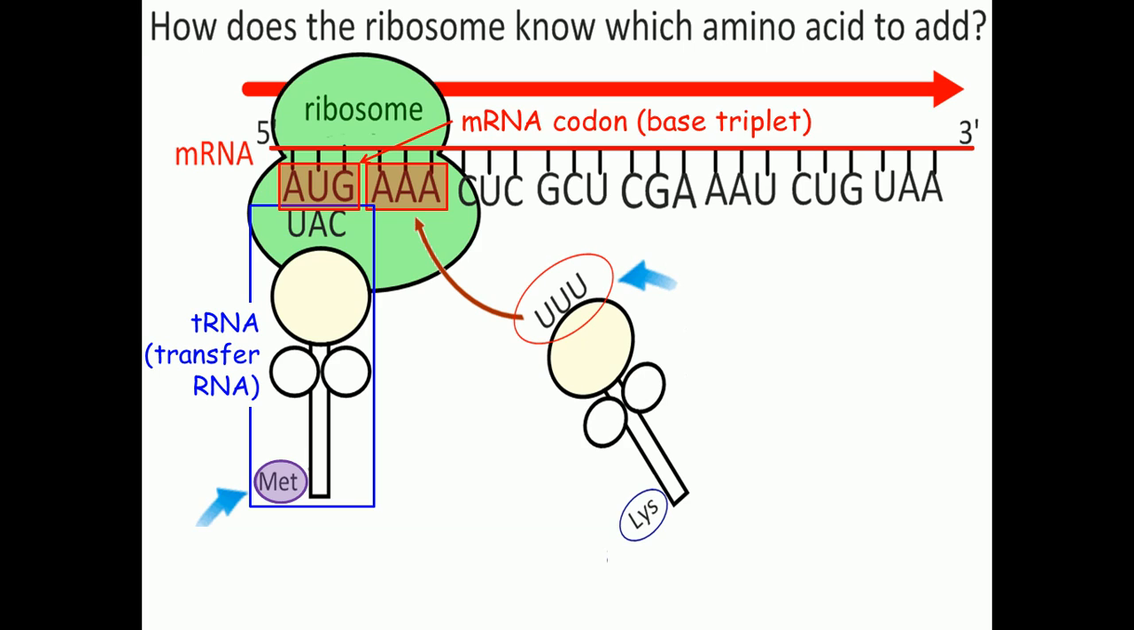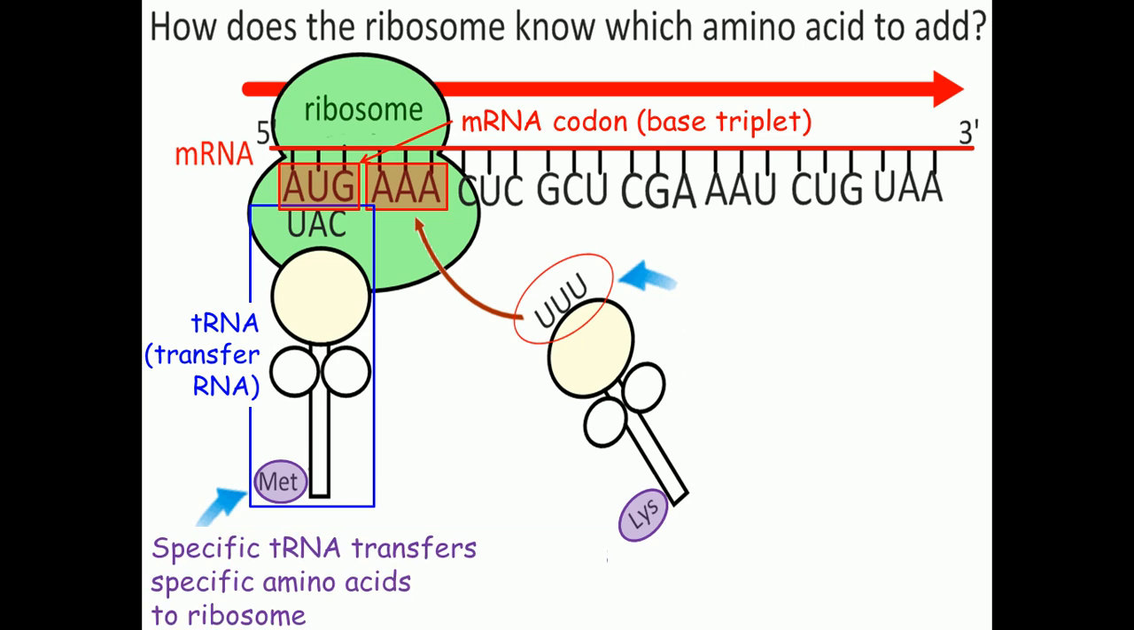The next mRNA codon is AAA, and it codes for the amino acid LYS. So that means that a tRNA molecule has to transfer the LYS amino acid next. Now there are lots of different tRNA molecules, so that means that different, specific tRNAs will transfer these specific amino acids to the ribosome.